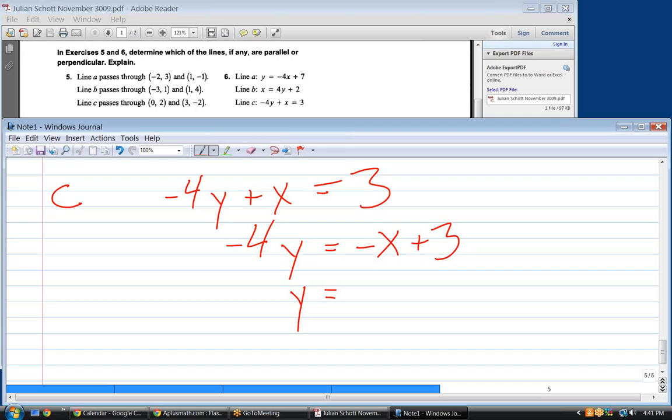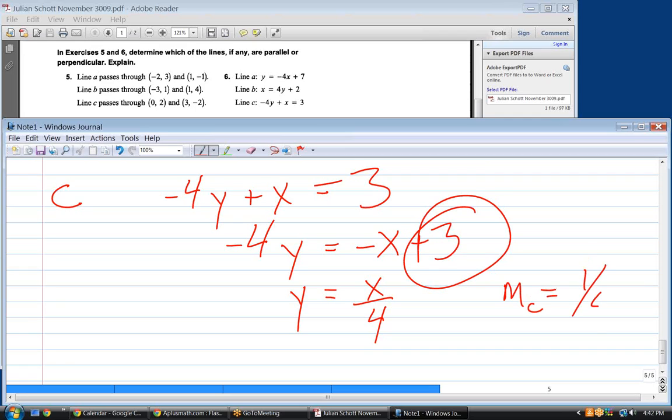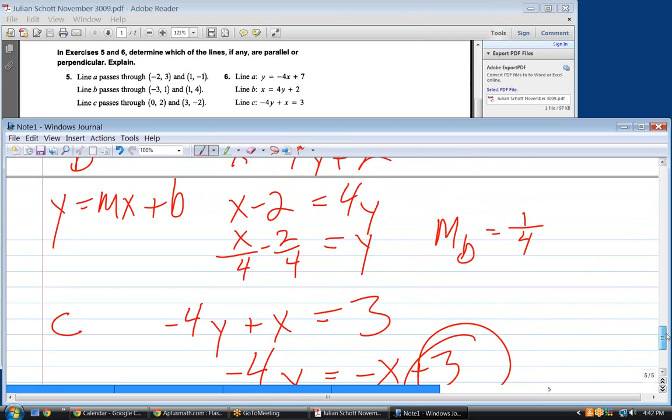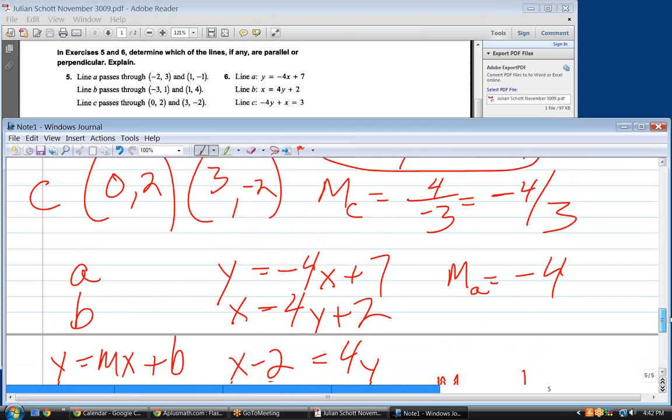So what's the next line? Y equals x over 4. Good. And guess what? I don't care what that is. This question has nothing to do with that y-intercept. It has everything to do with slope. What is the slope of line C? 1 over 4. Good. What does that make it relative to our other lines?